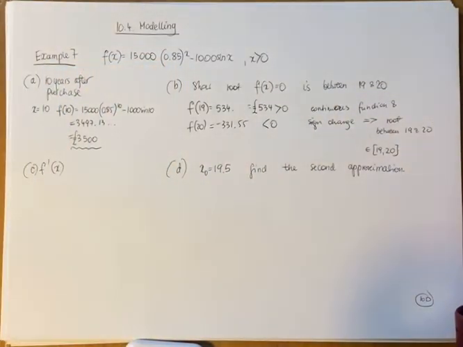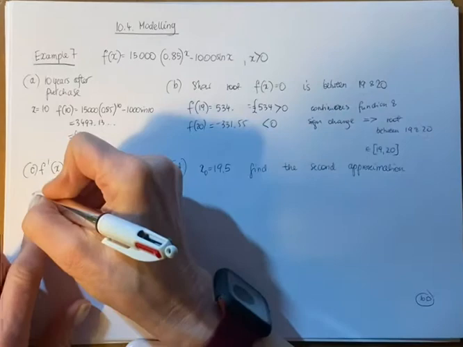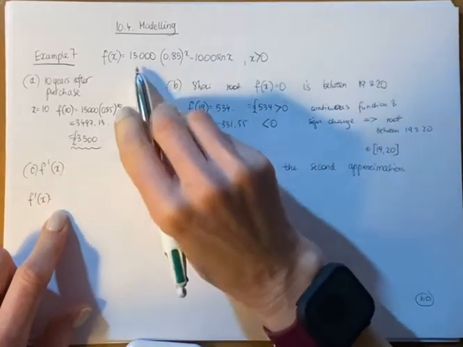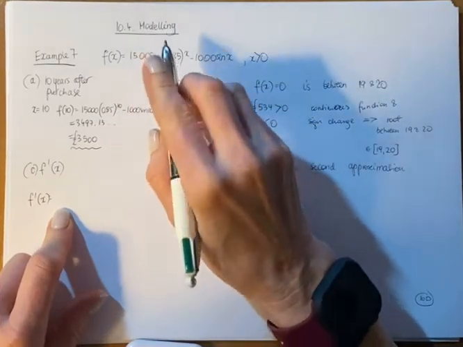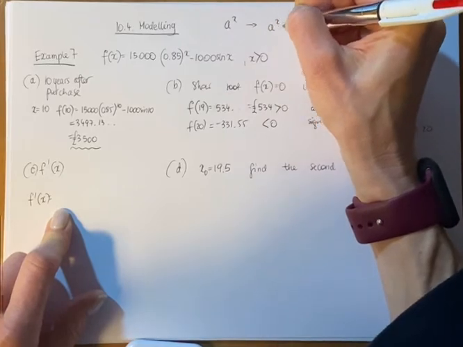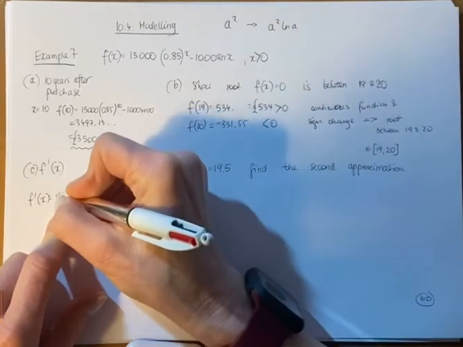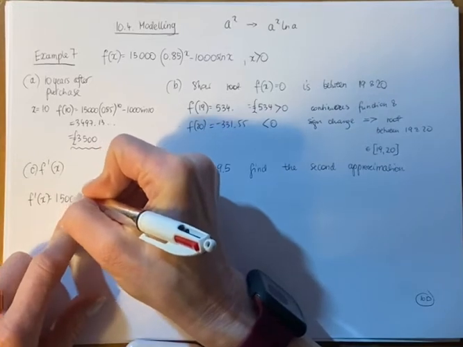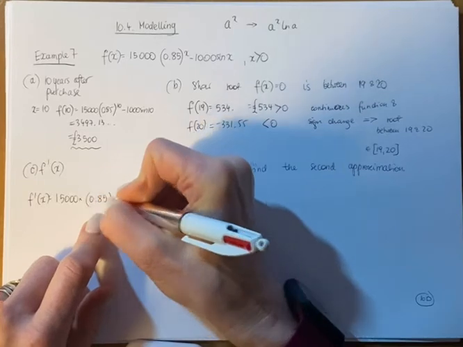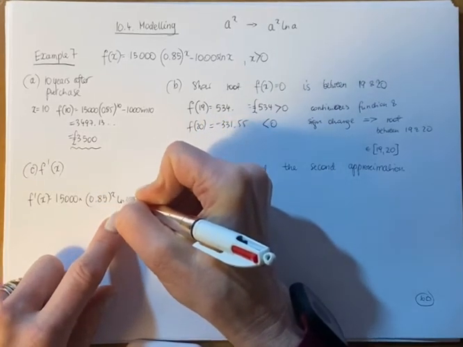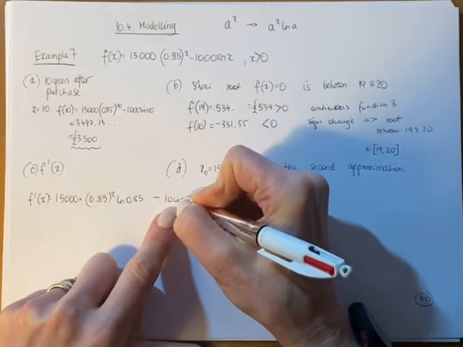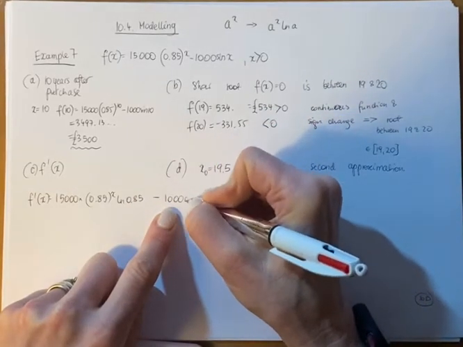Okay, so for part C, we've been asked to differentiate this, so that's a nice bit of algebra here. So we're going to do 15,000, remember, a to the power of x differentiates to a to the power of x ln a. So over here we'll have 15,000 times 0.85 to the power of x times ln 0.85 minus 1,000 sine goes to cos.